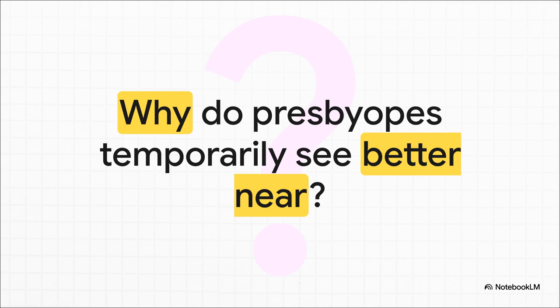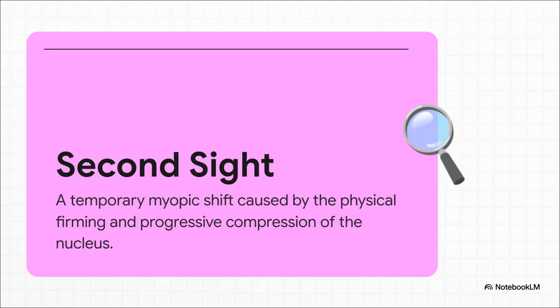Suddenly, they walk into your clinic absolutely thrilled because they can read the newspaper without their glasses. So, why did this happen? Think about what the lens is physically doing to the light. Well, the answer is a fascinating phenomenon called second sight.